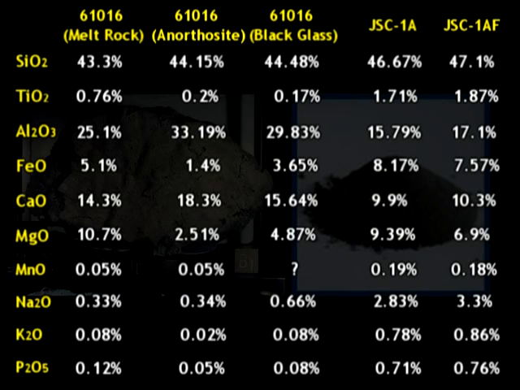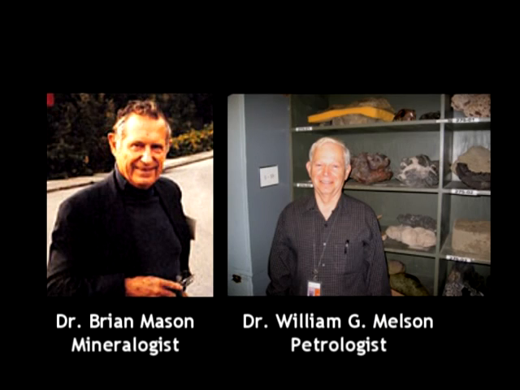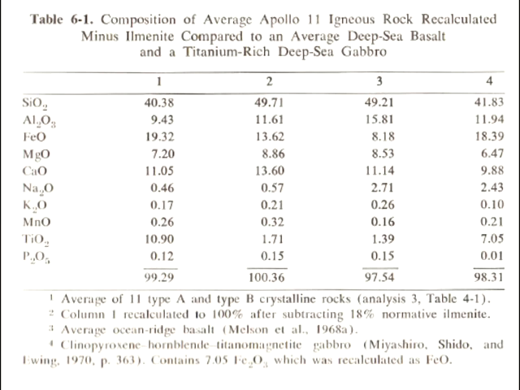And it's not just Big Muley that has similar chemical compositions to Earth basalts, it's moon rocks in general. We will be looking into the compositions of Earth rocks and Apollo samples a lot throughout this entire Moon Rocks Revisited series. But for now, here is one such comparison that was put together by the Smithsonian's Brian Mason and William Melson. In their studies, they compared the average compositions of Apollo 11 samples to the composition of a deep-sea basalt that Melson had personally studied in 1968.